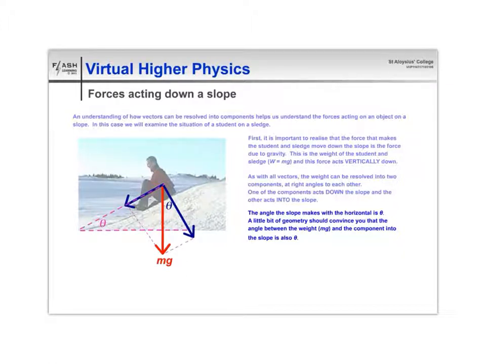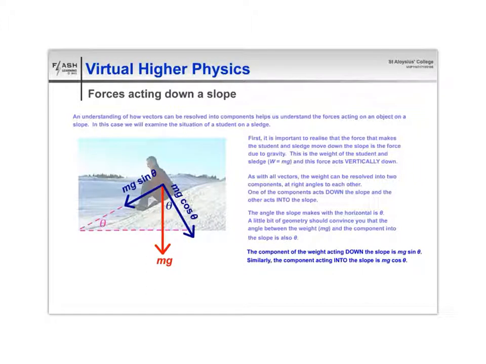So now we can find the components using our standard mg cos theta for the adjacent component and mg sin theta for the opposite component, which is the component acting down the slope and the one that we're more often than not interested in. The mg cos theta component is asked about very occasionally though.